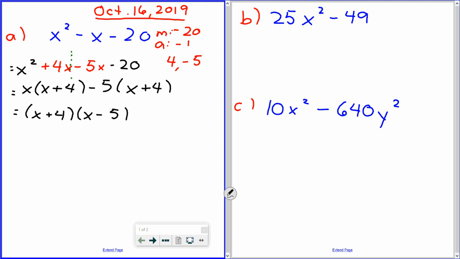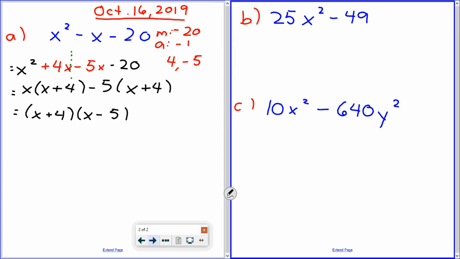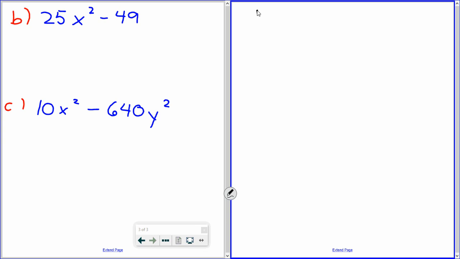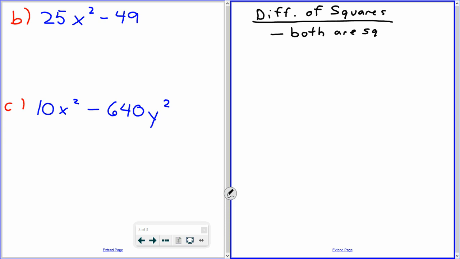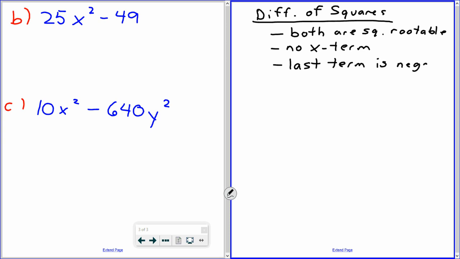Okay, so what this is, is difference of squares. I'm going to put the next board here. I don't know if you took this note, but I'm going to give it to you again. Difference of squares, that's what this is called. Both terms are square rootable, there's no x term, and the last term is negative. The definition is a squared minus b squared equals a plus b and a minus b.